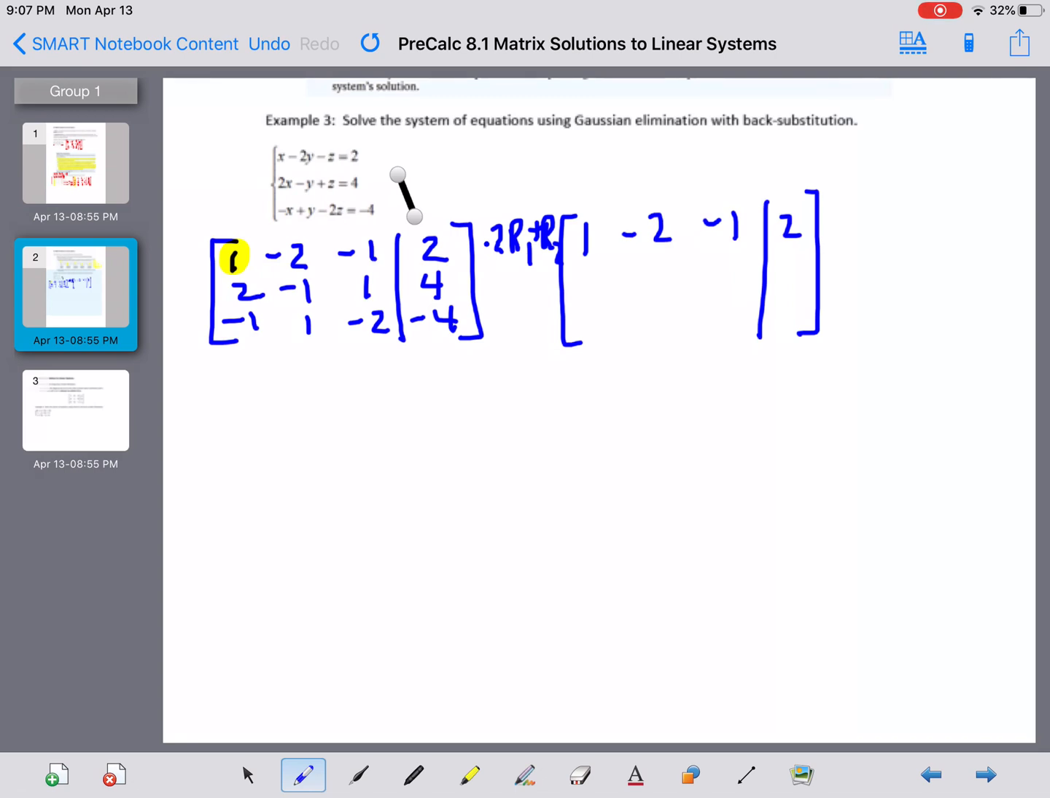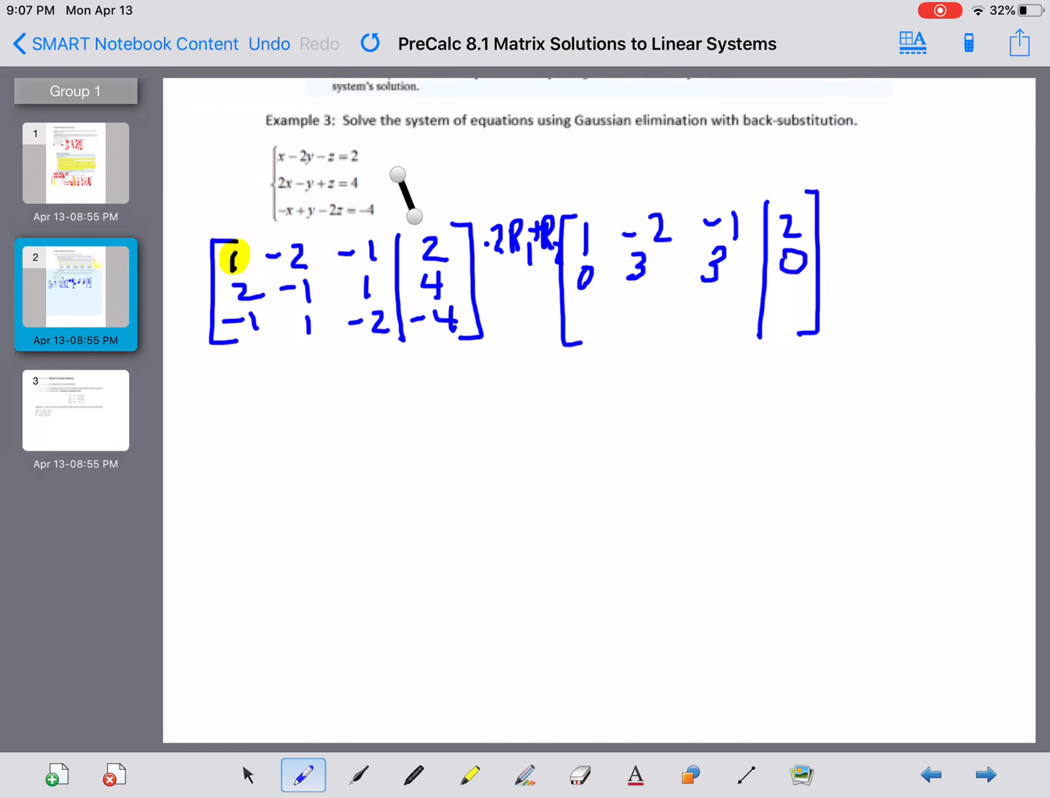My first element is 1, times -2 is -2, added to the 2 beneath it, I get 0, which is where I'm trying to go. But I have to do that all the way across. My second element, -2 multiplied by -2 is +4, added to -1 gives me 3. My third element, -1 times -2 is 2, plus 1 makes 3. And finally, in my constant column, I have 2 times -2, which is -4, plus 4 is 0.